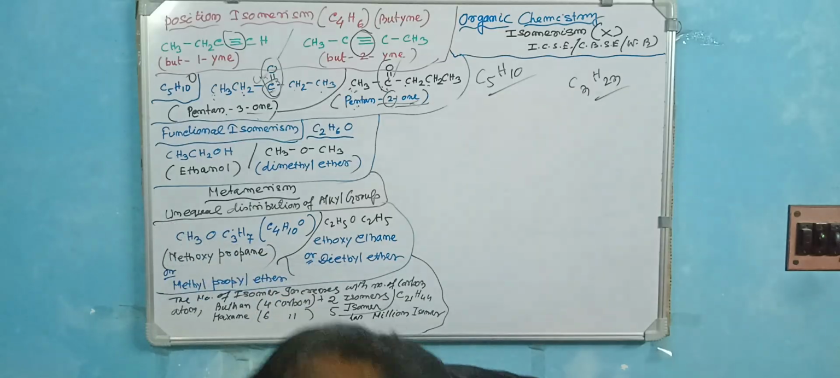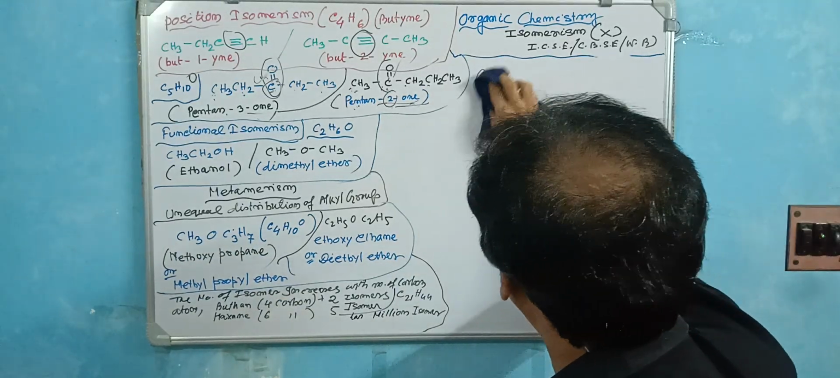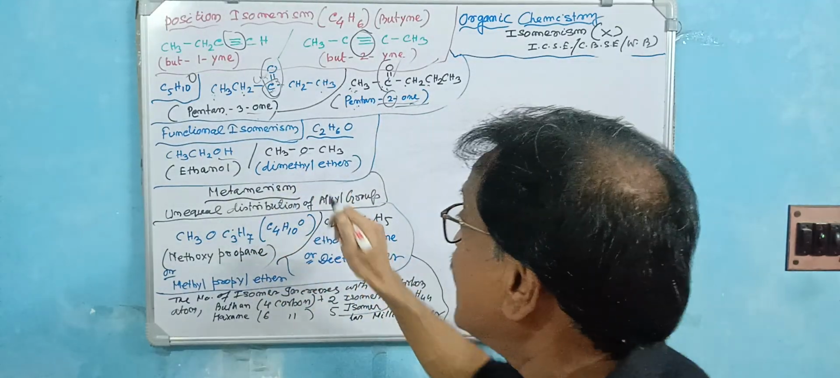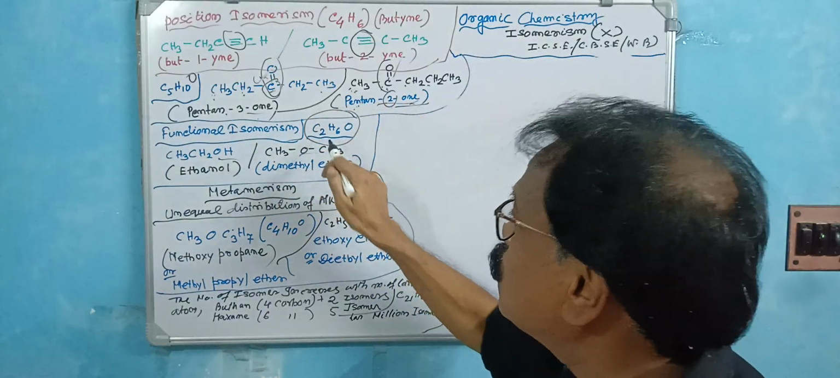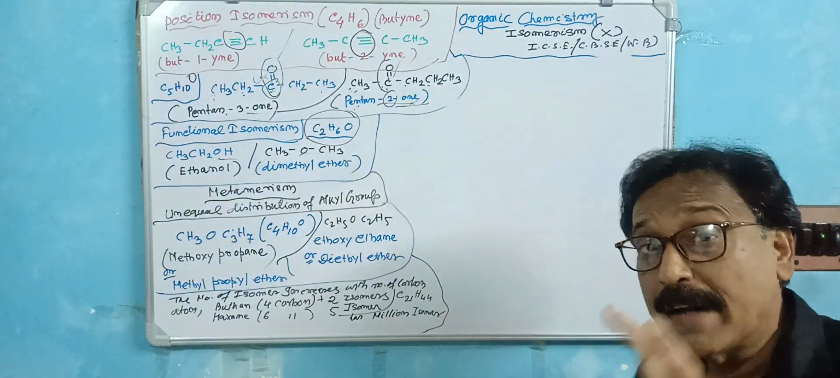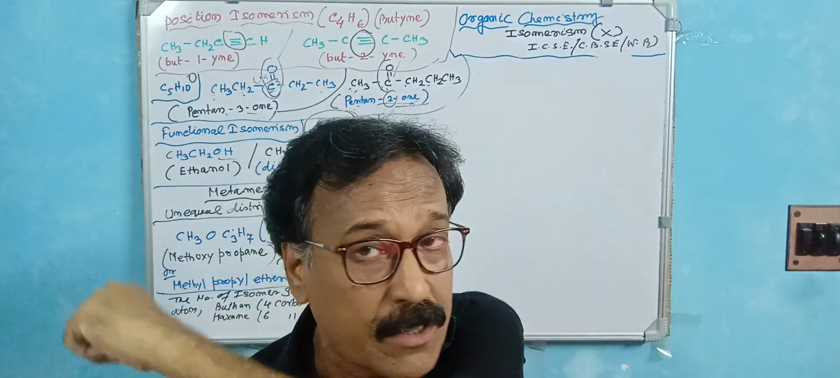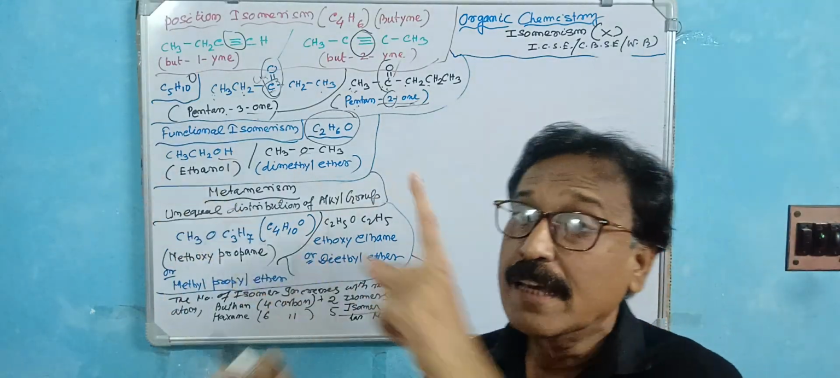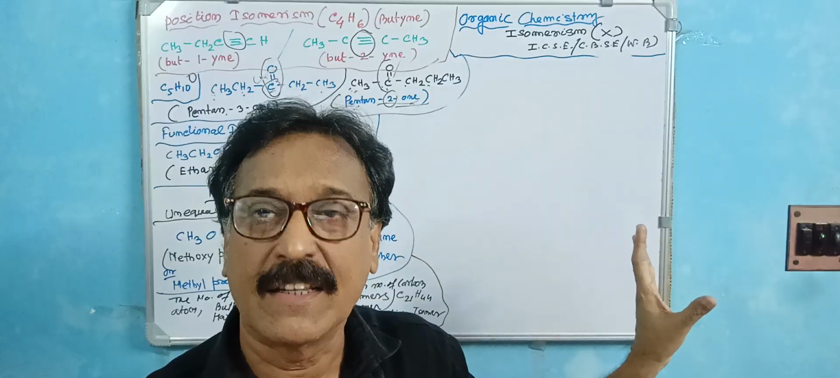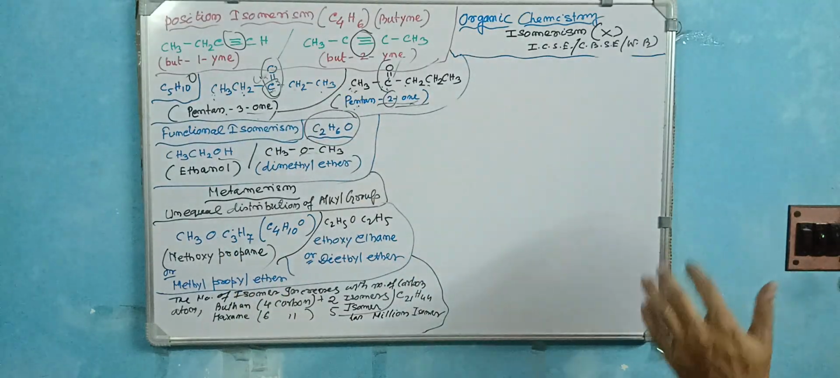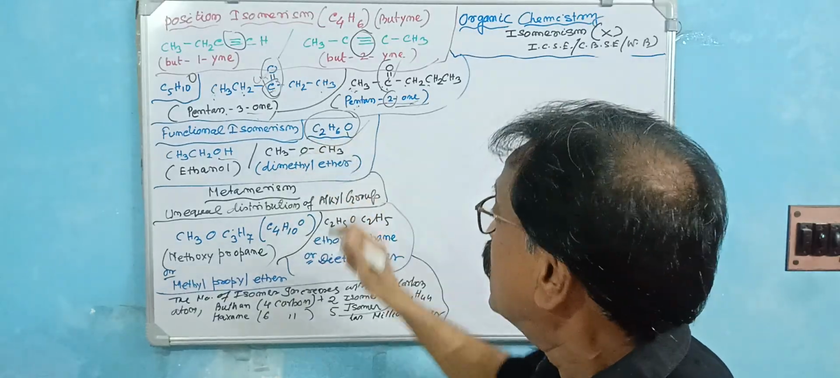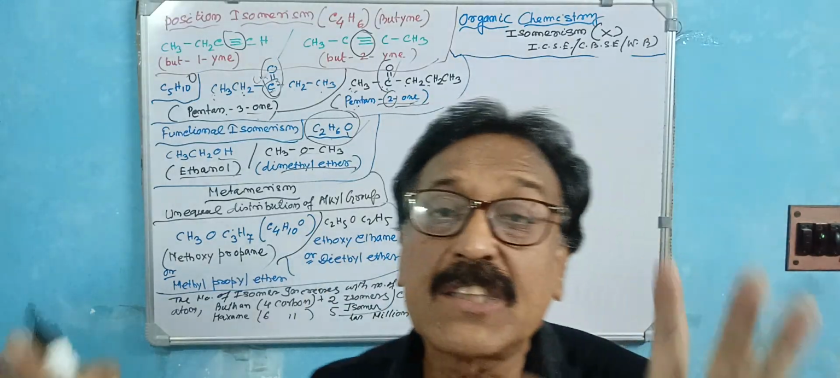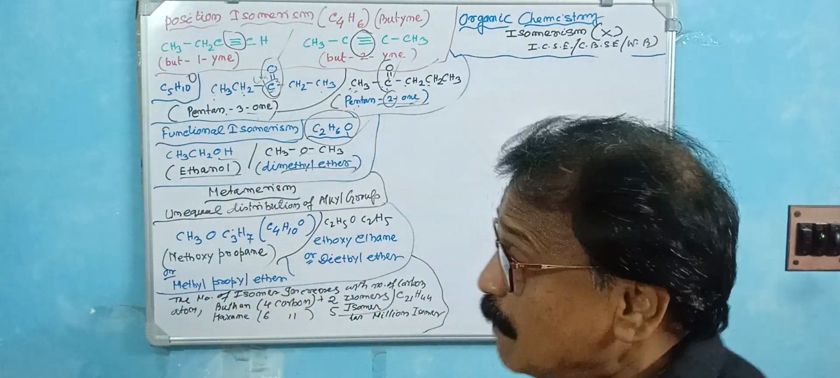Now the second one is functional isomerism. Functional isomerism means a different functional group. The molecular formula is C2H6O. You cannot identify which compound it is in the case of organic compounds. I repeatedly tell you the difference between inorganic and organic. H2SO4 is always sulfuric acid. But C2H6O could be dimethyl ether or ethanol. You cannot identify it if you don't know the structure and the position.